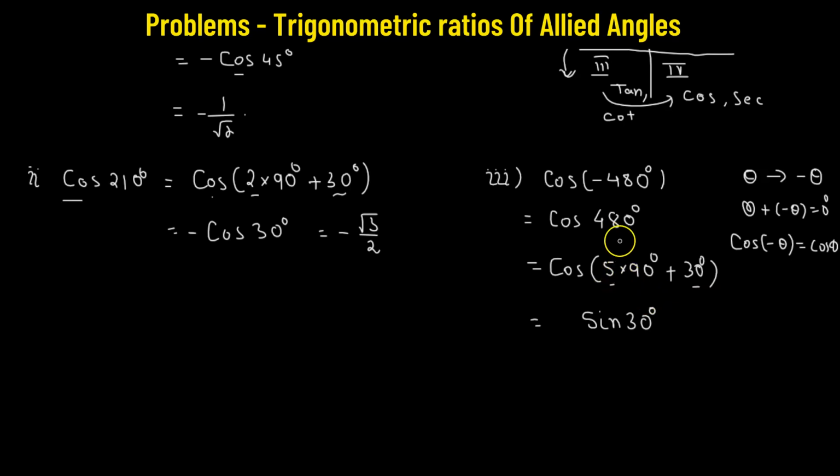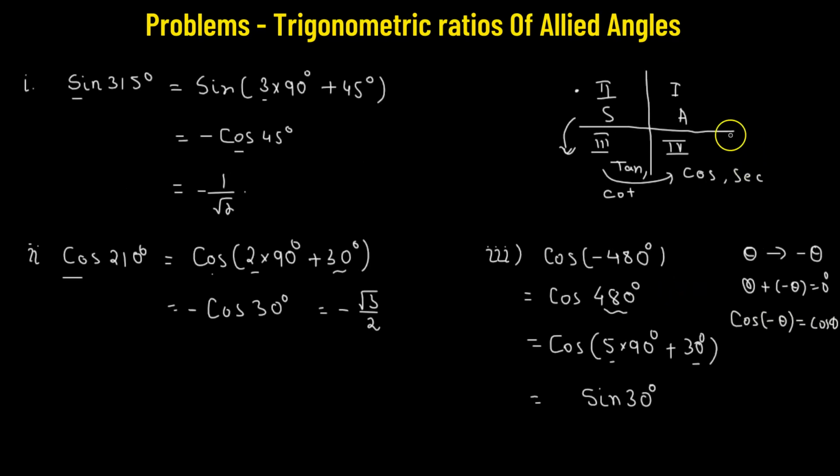Now we have to find out in which quadrant 480 lies. We have 5 times 90 degrees. 5 times 90 means we have the 5th quadrant. So let's count it: 1, 2, 3, 4, 5. The 5th quadrant means we are in the 1st quadrant. And we are adding 30 degrees to it, which takes us to the 2nd quadrant.